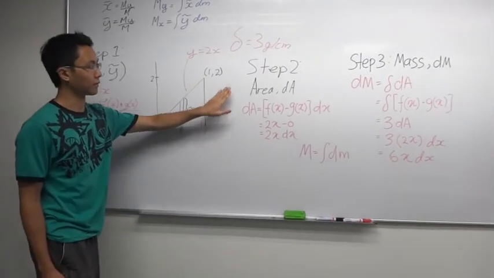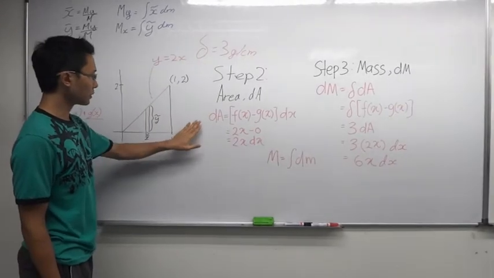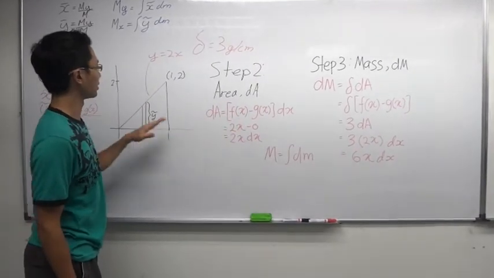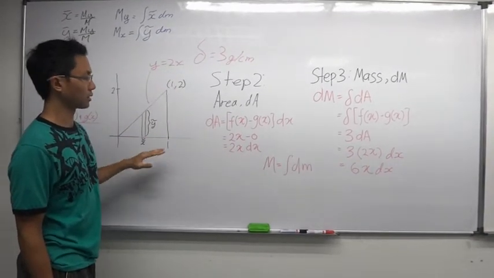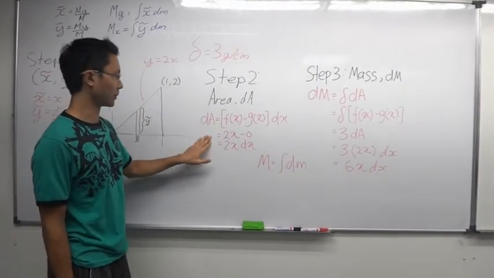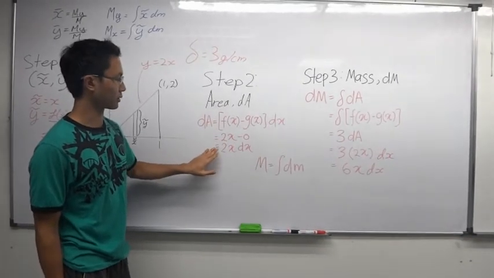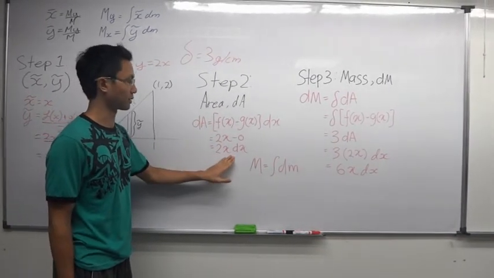In step 2, we have to find the area, dA. dA will be given as f(x) minus g(x). Again, f(x) is y equals 2x, and g(x) being non-existent is again 0. 2x minus 0 will be 2x, which gives us the final answer 2x dx.